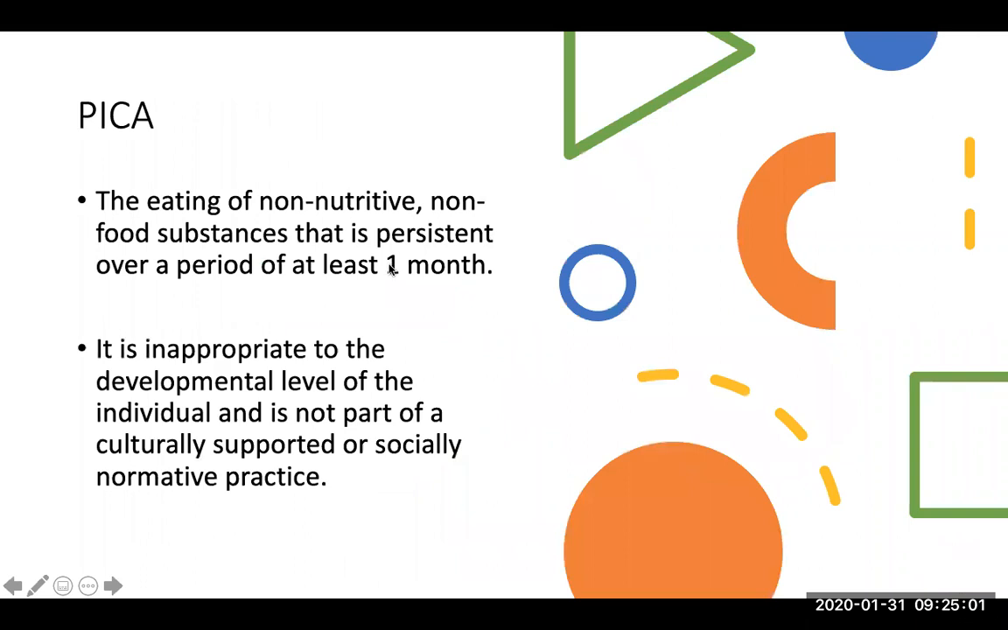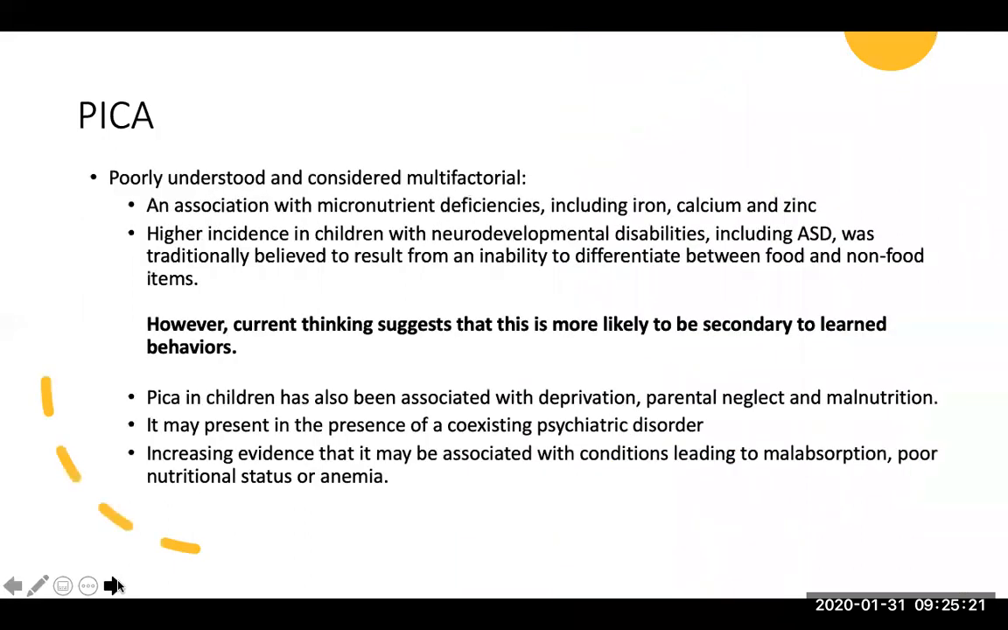So I want to talk a little bit about pica. Pica is the eating of non-nutritive substances that is persistent over a period of at least 1 month, is inappropriate for the developmental level of the individual, and is not part of the culture. So what causes pica? It looks like there can be some micronutrient deficiencies, like iron deficiency, calcium deficiency, and zinc deficiency, that many times can be found in pica.